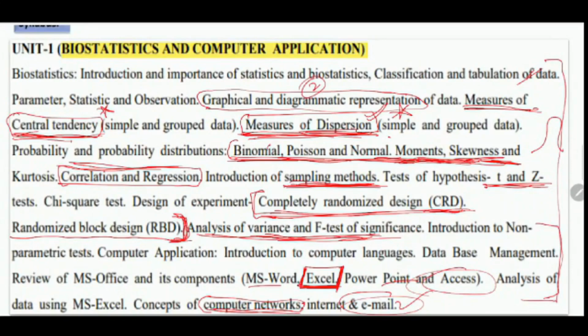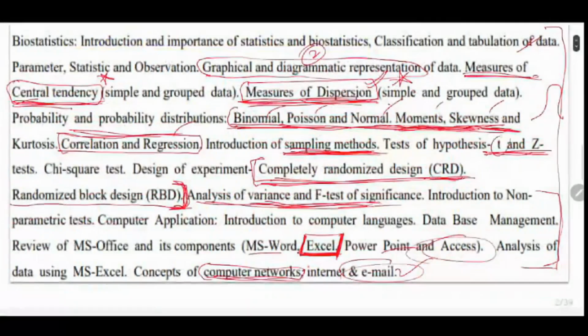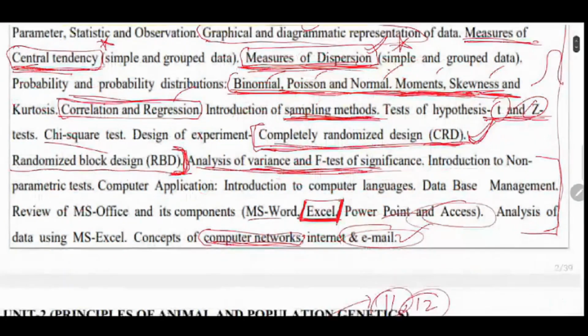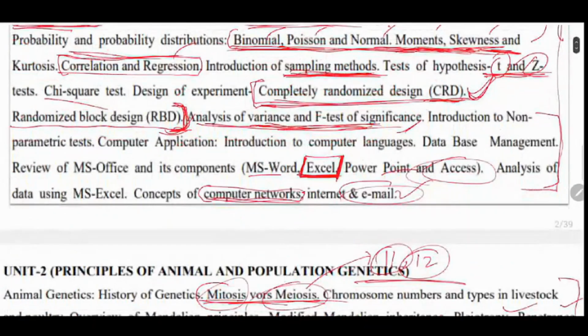Then binomial distribution, Poisson distribution, normal distribution, skewness, moments, correlation and regression, sampling methods, tests like t-test, z-test, ANOVA, chi-square, CRD (completely randomized design), RBD (randomized block design), and F-test. In total, this comprises only the basic mathematical portion, and the rest I'll leave to you.